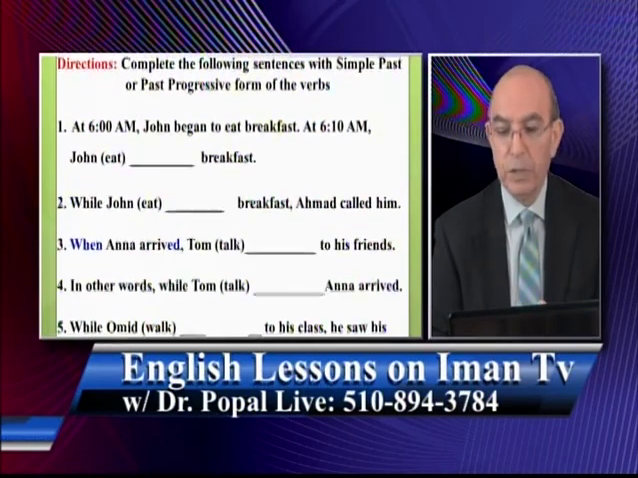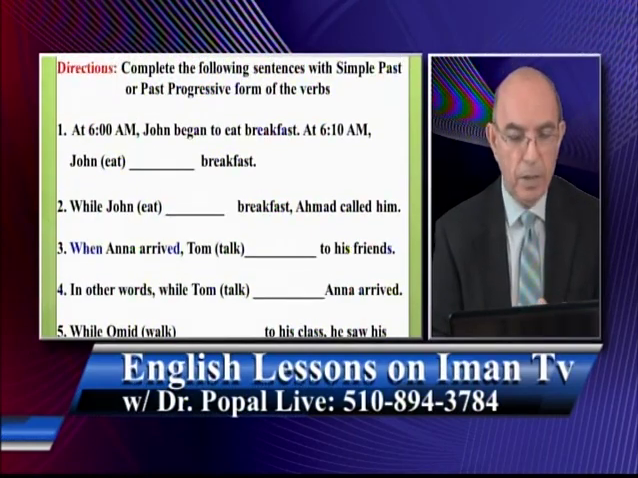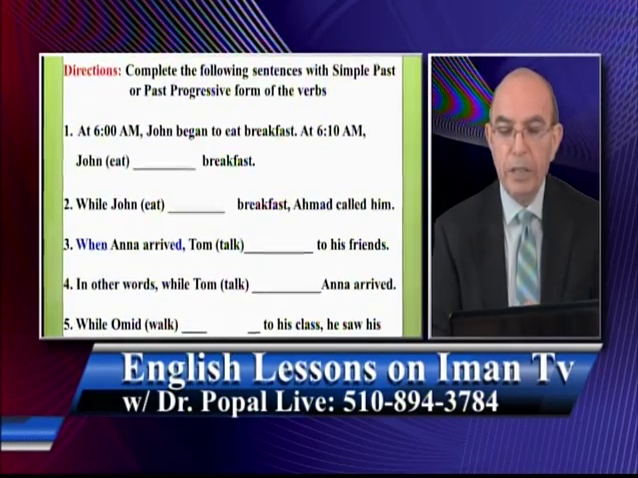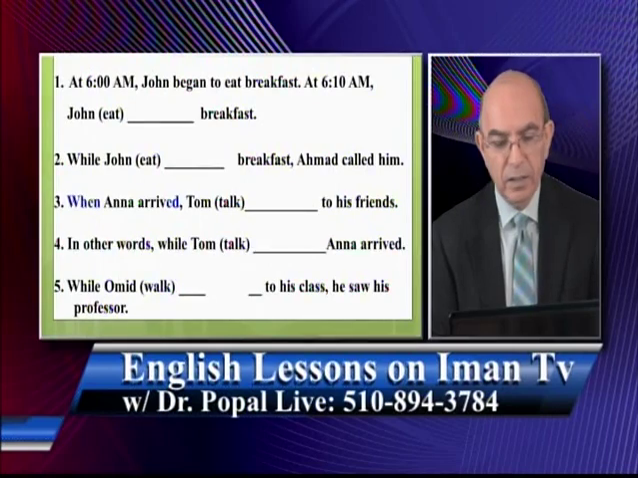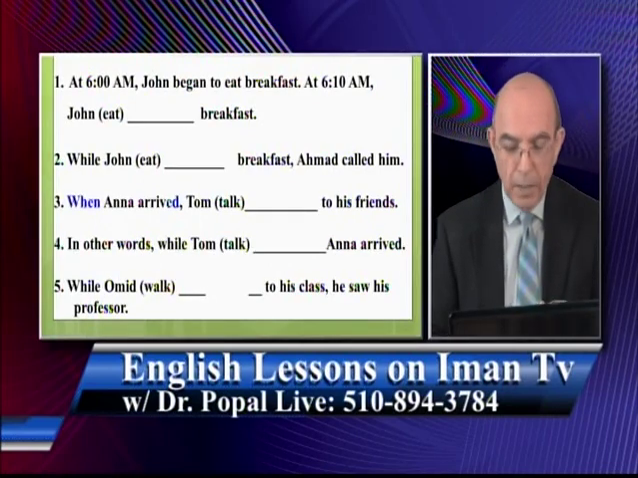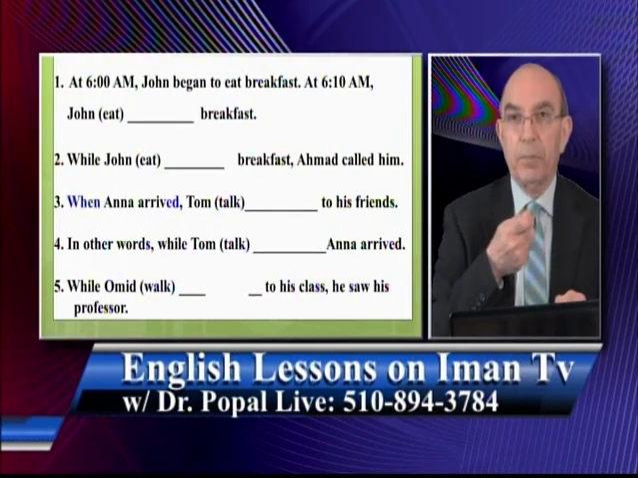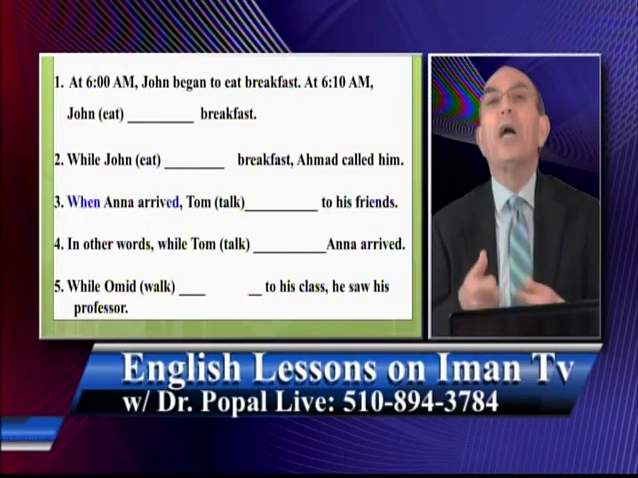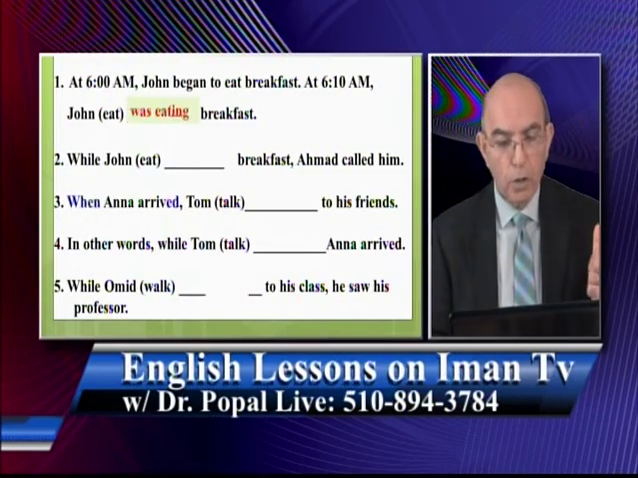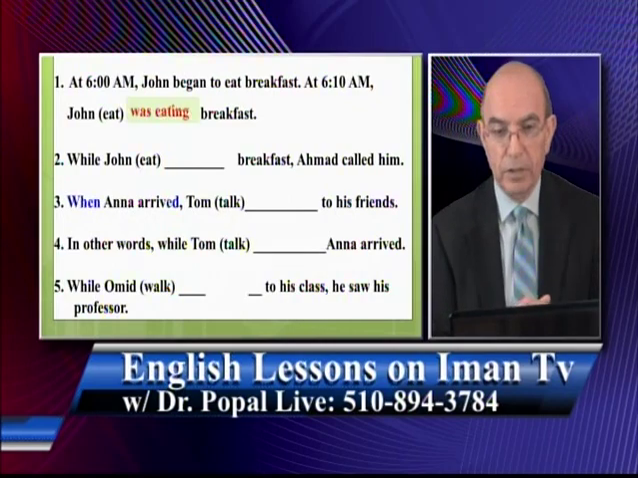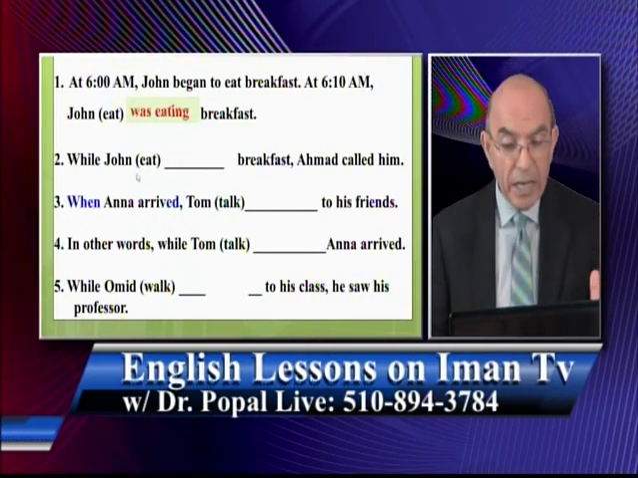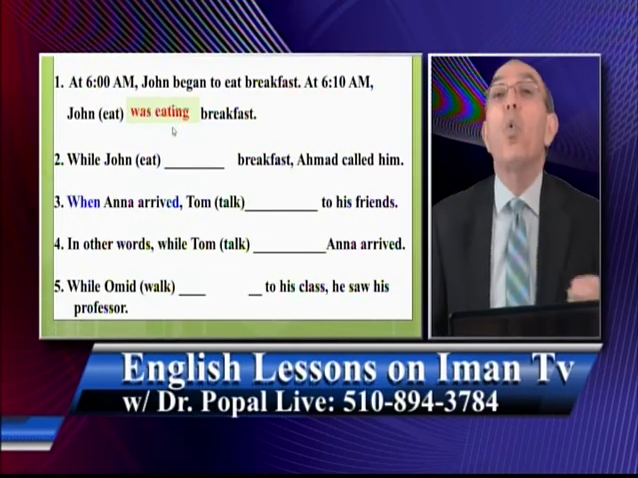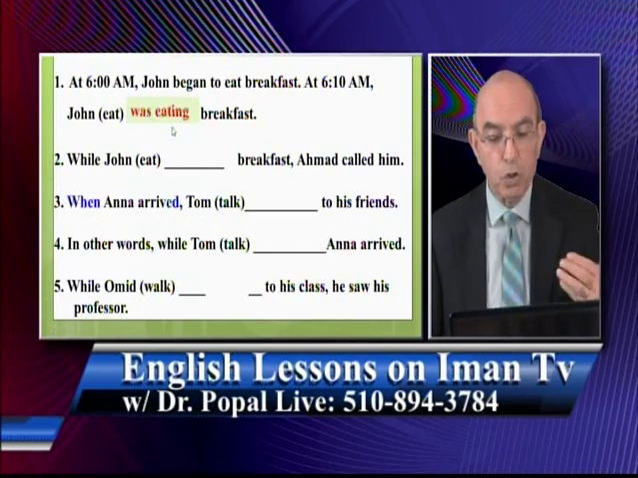Complete the following sentences with a simple past or past progressive tense. The first one, I will give you an example and do it together. At 6 a.m., John began to eat breakfast. At 6:10, John blank breakfast. See, John started eating breakfast at 6. At 6:10, this thing was going on. The action was in progress in the past. So you say what? John was eating breakfast. And look, you use was plus verb plus ing. Was eating.